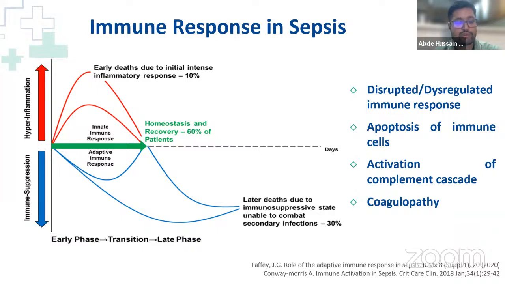So there are two components of the human immune system that respond towards sepsis. These are the innate and the adaptive systems. The innate system is the first line of defense against the invading pathogens and acts rapidly and non-specifically.